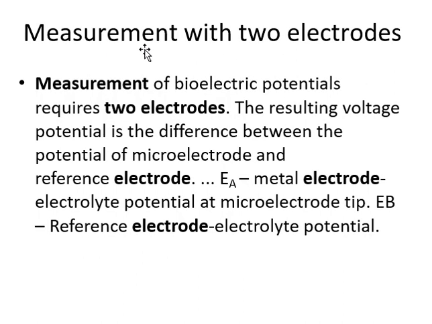And the next topic is measurement with two electrodes. Measurement of bioelectric potential requires two electrodes. The resulting voltage potential is the difference between the potential of the microelectrode and the reference electrode. Metal electrode, electrolyte, potential at microelectrode tip, E_B reference electrode, electrolyte potential.